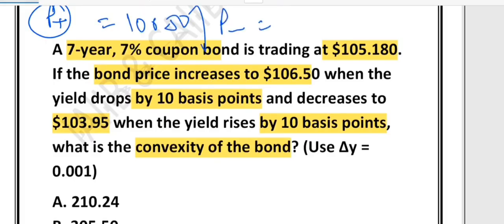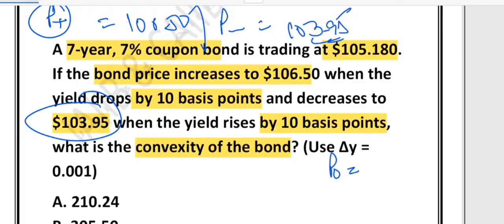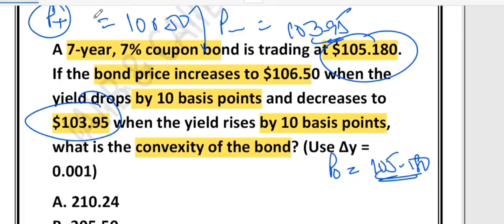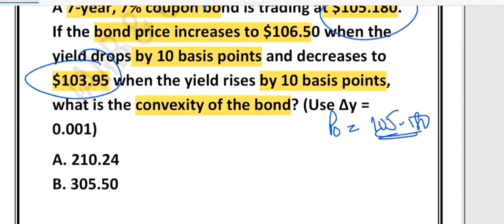P minus indicates the decrement in the price. Obviously, when the yield rises, price will decrease. And it decreases to 103.95. This is P minus. Now you may ask me what is P naught? Very good, I will answer it. P naught is the current price, which is 105.180, isn't it? That is your P naught. So we know P plus, we know P minus, we know P naught. Now you just have to plug in the formula.